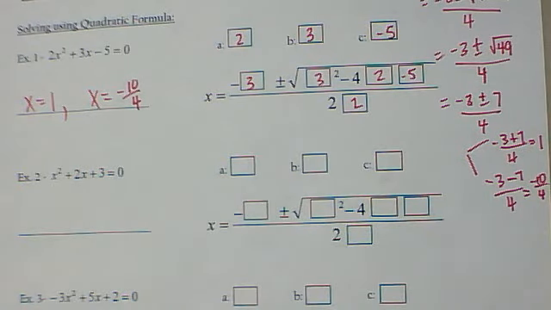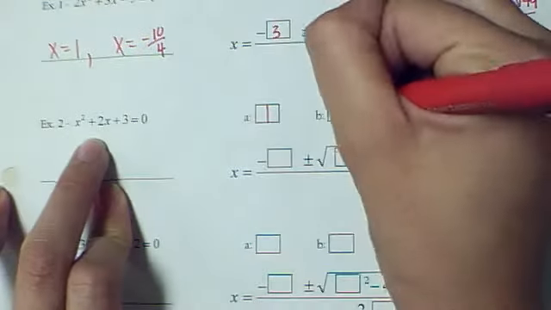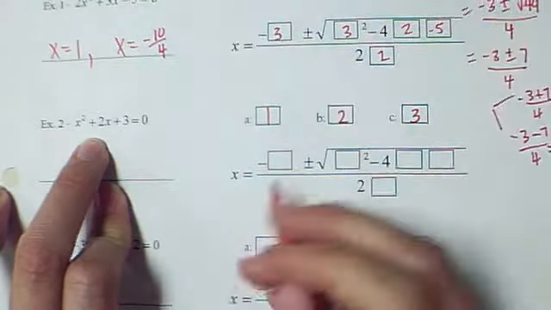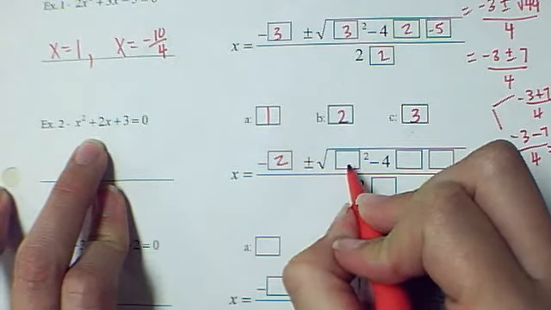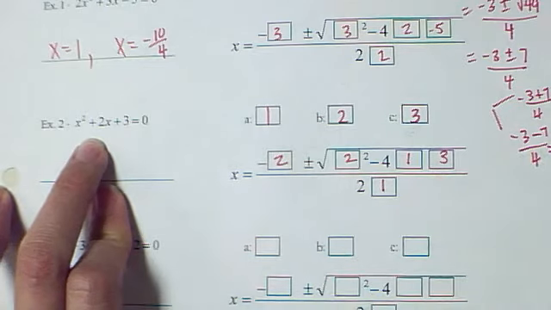You could also write this as a decimal if you wanted. Let's proceed and try some more. This one, let's label our a, b, and c. a is 1, b is 2, and c is 3. x equals negative b plus or minus the square root of b squared minus 4ac all over 2a.